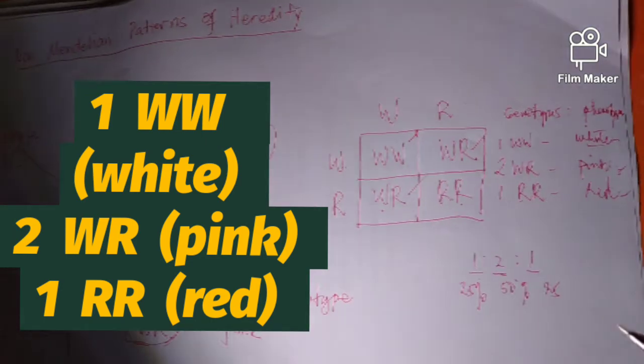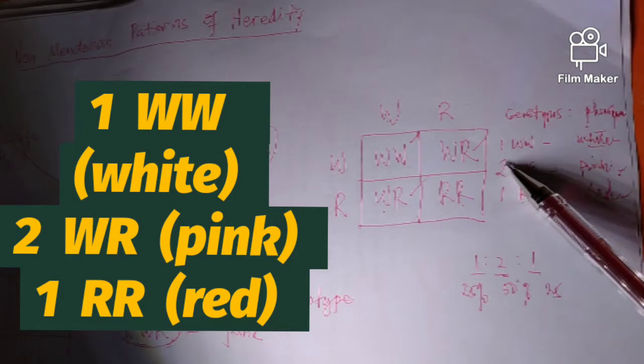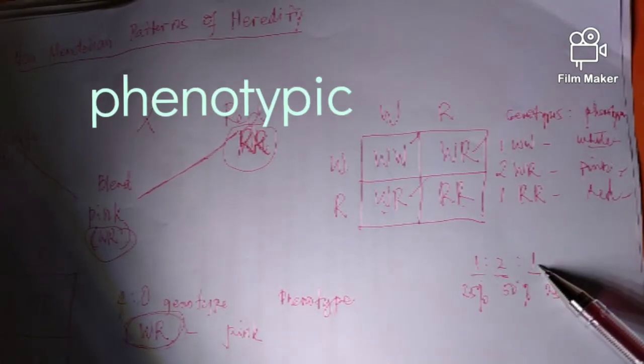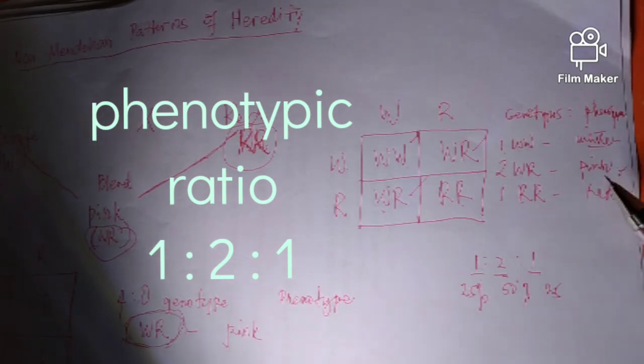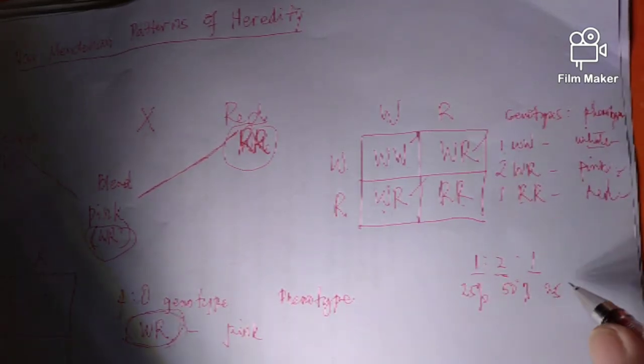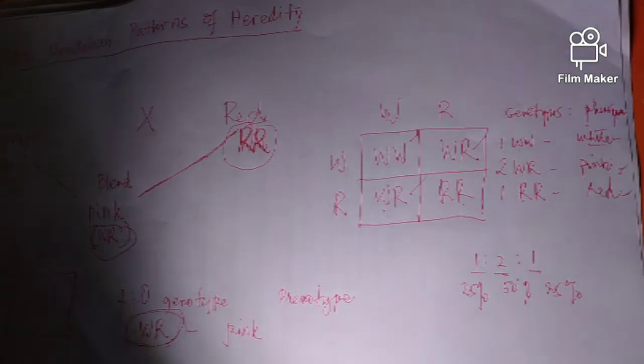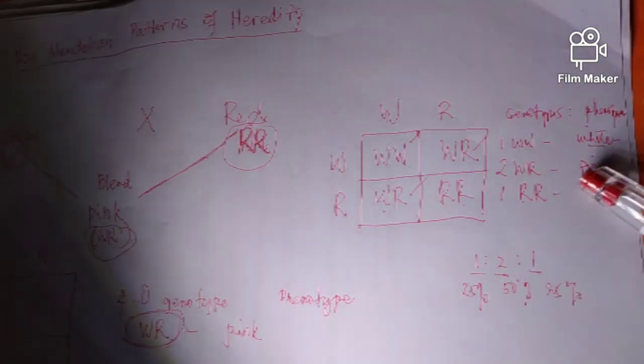Let's have the phenotypic ratio. It is 1:2:1, which is 25% white, 50% pink, and 25% red. So here we can see the red or white again.